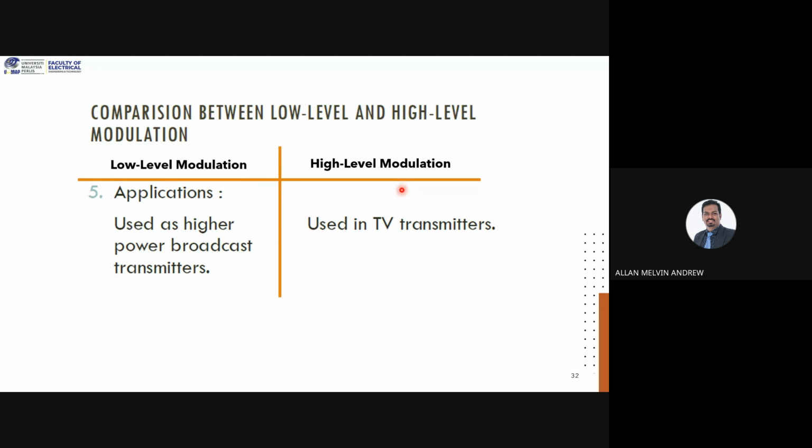Okay, so these are some of the comparisons between low level and high level modulation. We need to decide: are we working on a low level application, or a high level application? Accordingly, we need to decide which type of transmitter we want to use.